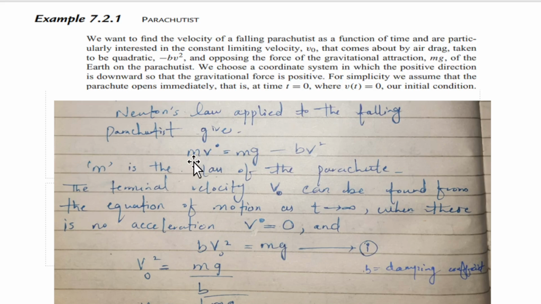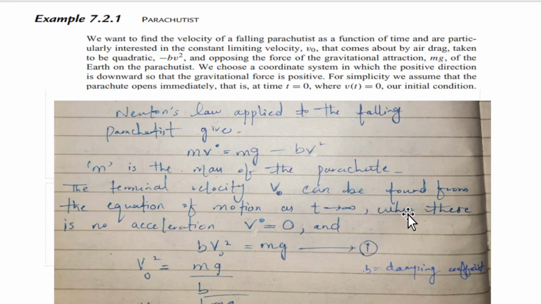This is the formula, force equals ma. Acceleration can be written as the rate of change in velocity, so m dv/dt, the first order derivative, equals the gravitational force, which is weight, minus bv square, which is the air drag, applying in the opposite direction. Here m is the mass.